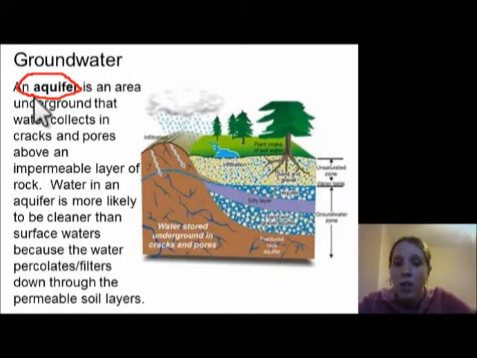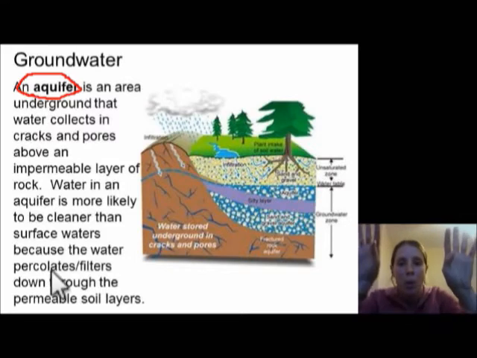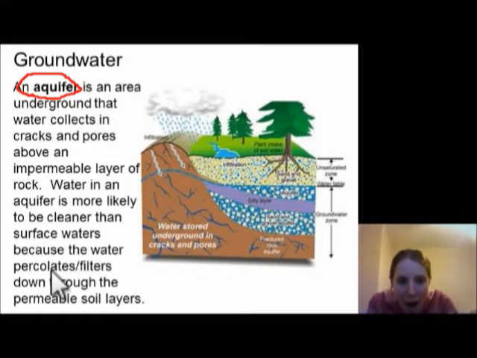Water in an aquifer is usually clean because as the water percolates, as it goes down through those permeable layers, they tend to pull out pollutants and dirt.